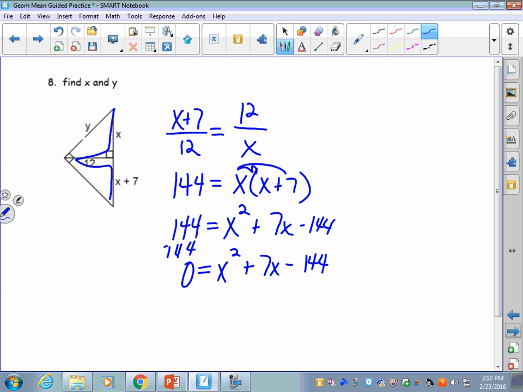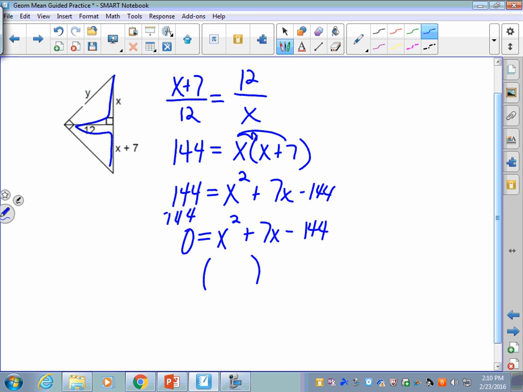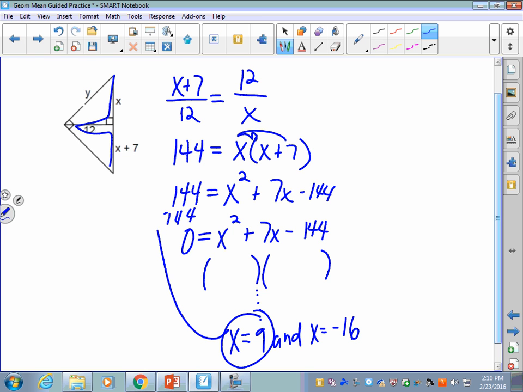Alright, so now you're trying to come up with factors of negative 144 with the sum of 7. I'm going to let you try that. Pause the video. At this point, I'm going to go ahead and put the answer up here. And then you have to plug it in so you can get your y. So hopefully we got x equals 9 and x equals negative 16. For this purpose, we want to use a positive value to get our side lengths. So when I plug that in, we know one segment is 9, the other one is 16.